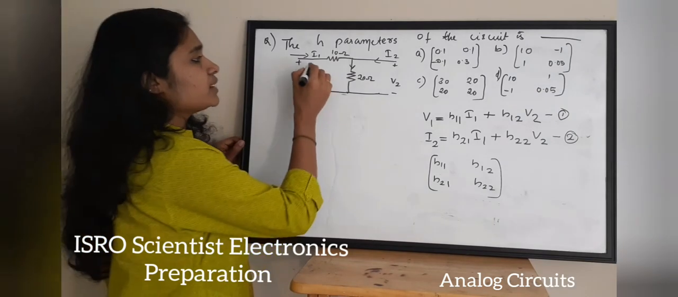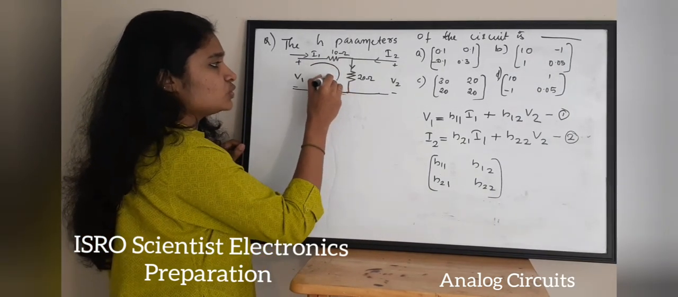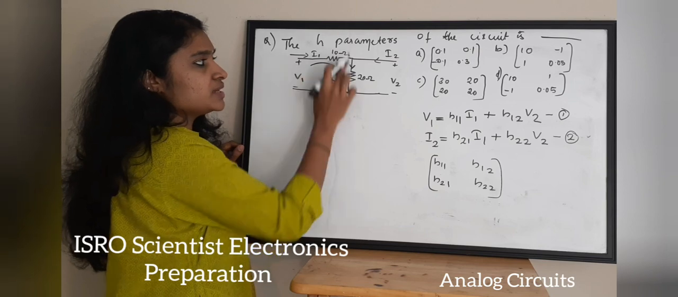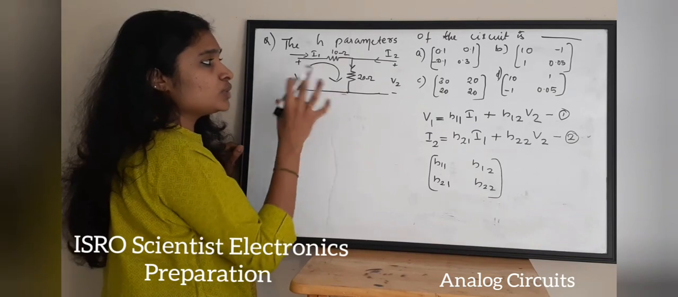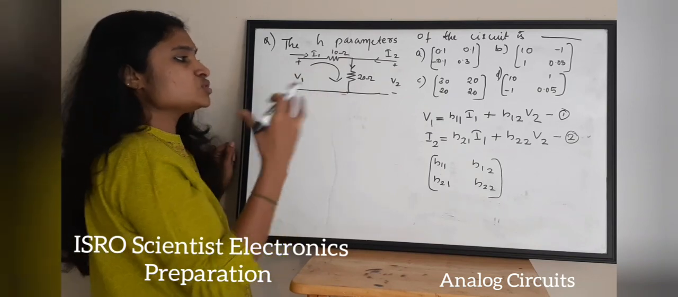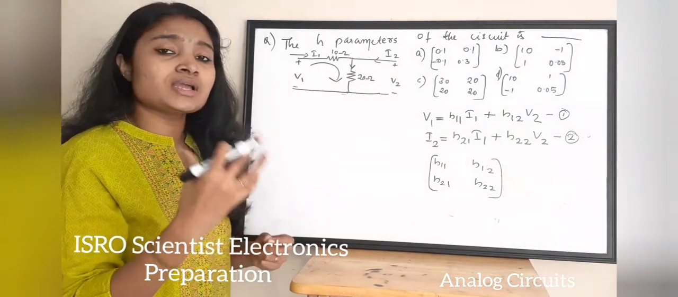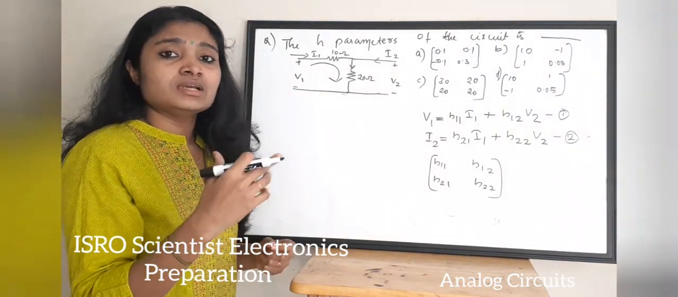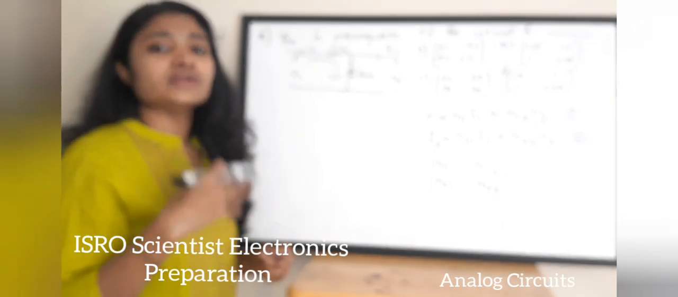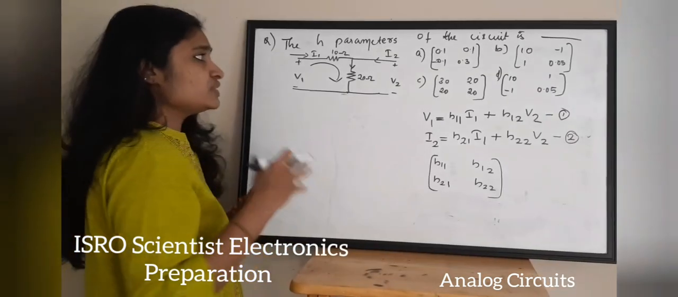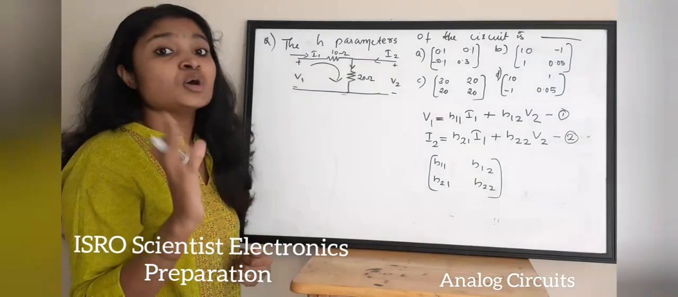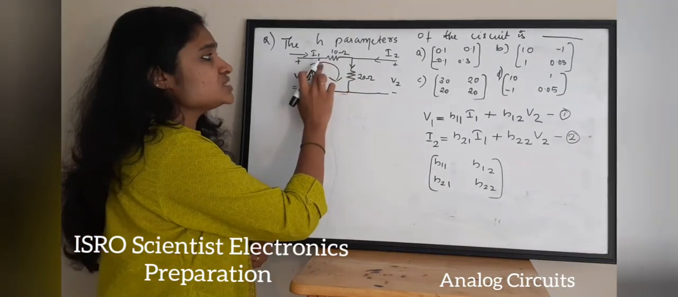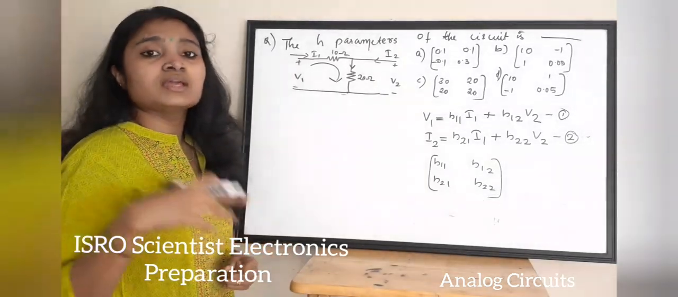I'm going to apply Kirchhoff voltage law in the input port. This is my input port, this is my output port. So what is Kirchhoff voltage law? It states that the algebraic sum of voltages present in a closed loop or network is equal to 0 at any instant of time. We also follow certain sign conventions: if we travel from negative to positive, the voltage is taken as positive, and if we travel from positive to negative, the voltage is taken as negative.